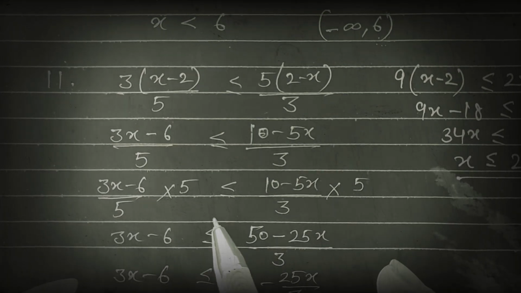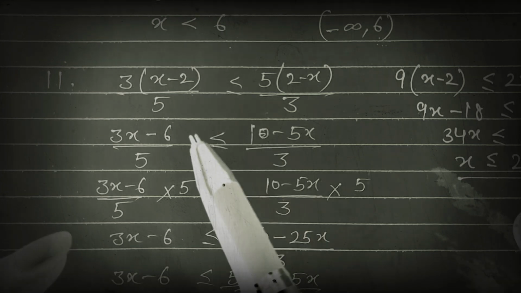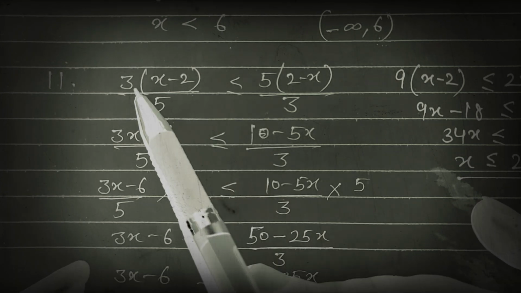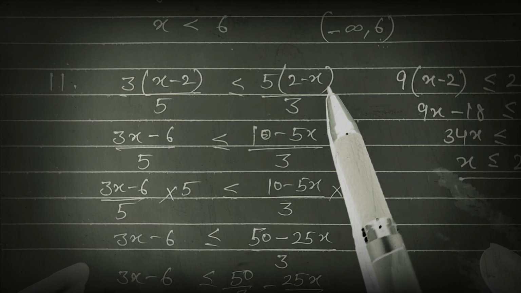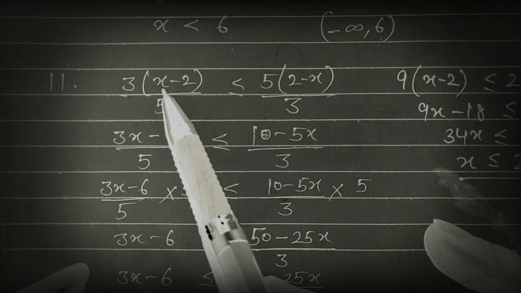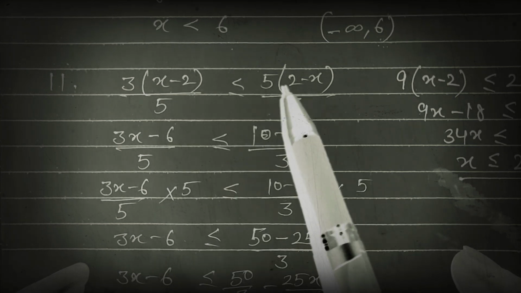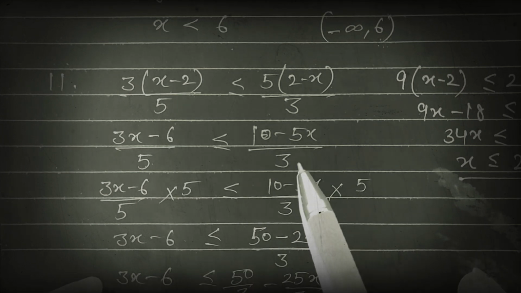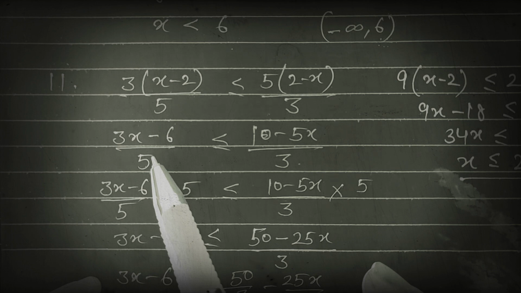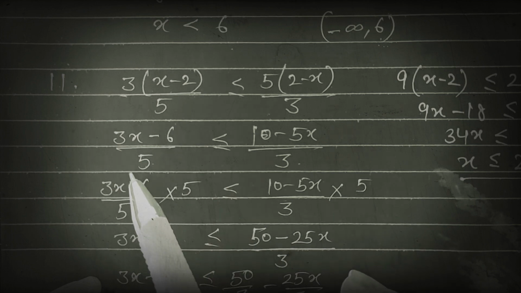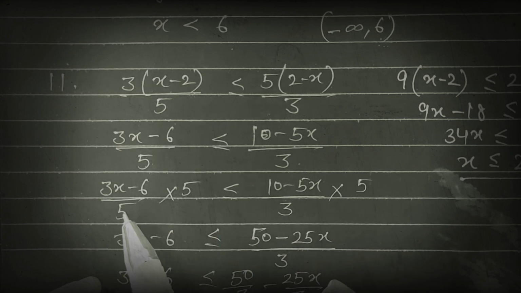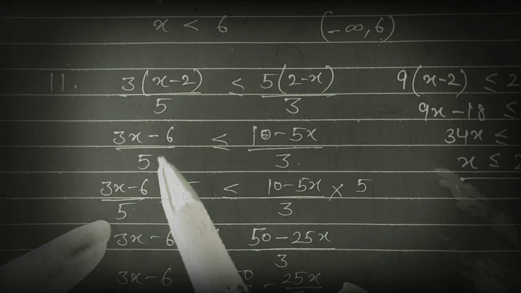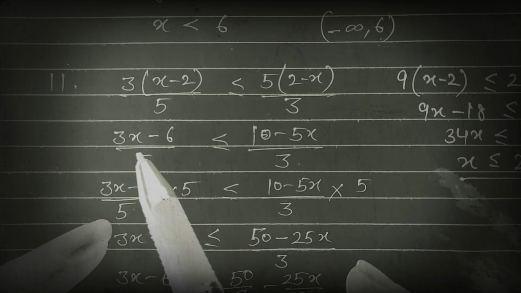We want to find out x and x is a real number here. So we will solve this. 3 multiply with these, 5 multiply with this. It is 3x minus 6 here, 10 minus 5x, and the denominator is 5 here, the denominator is 3 here. So for solving it you can multiply by 5 on both sides, because then 5 will cancel, then we will add 6 on both sides for solving this.